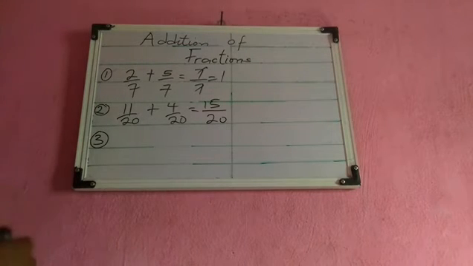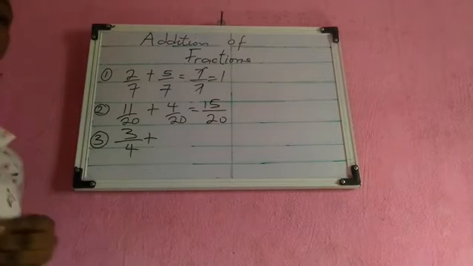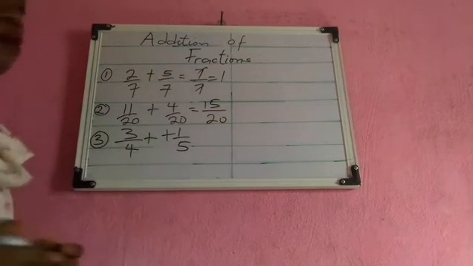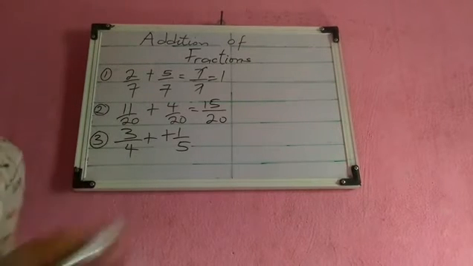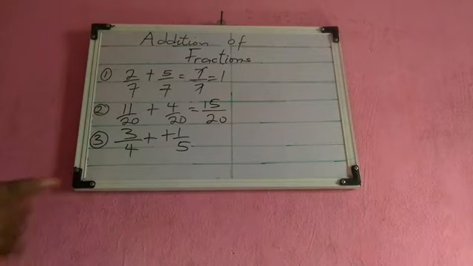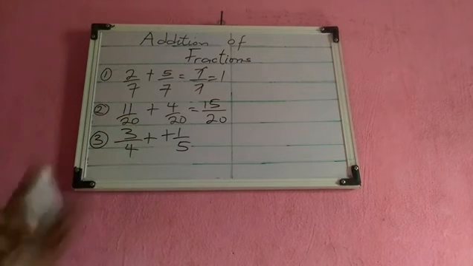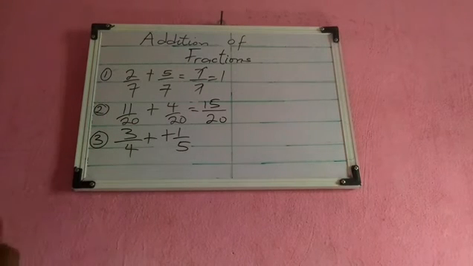Okay, so the third one is a bit different because their denominators are different. Let's have it this way. We have 3 over 4 plus 1 over 5. The last time, I taught you how to get the LCM, the lowest common multiple, that at the end of the day we join them together. So how can we do this?